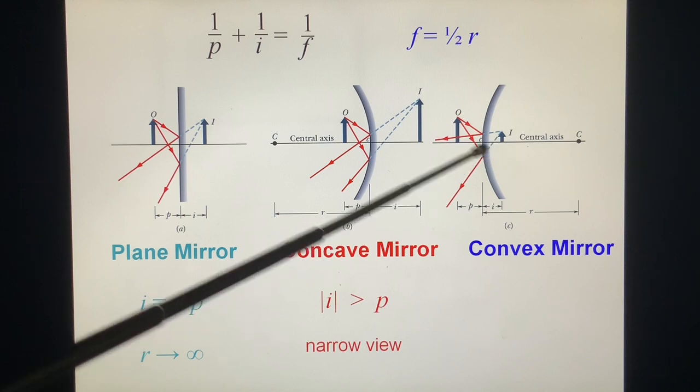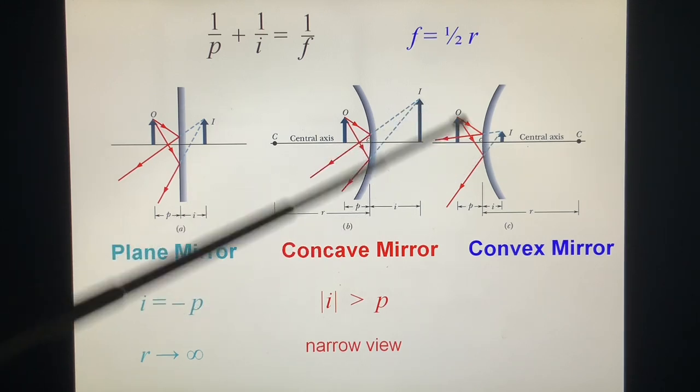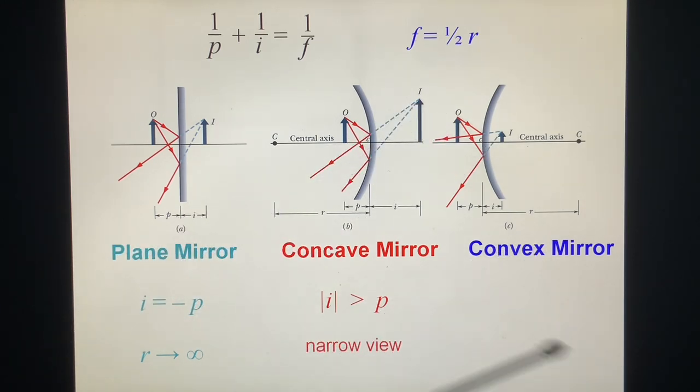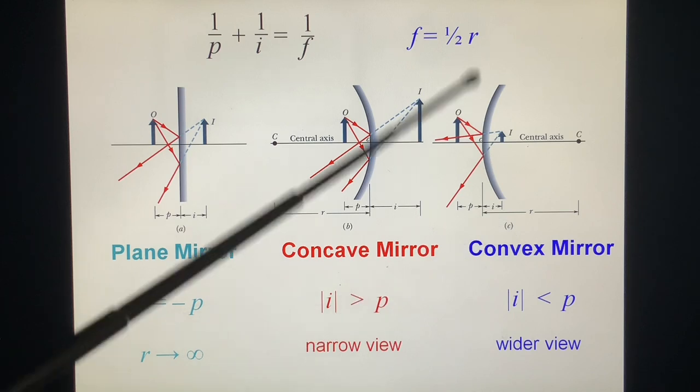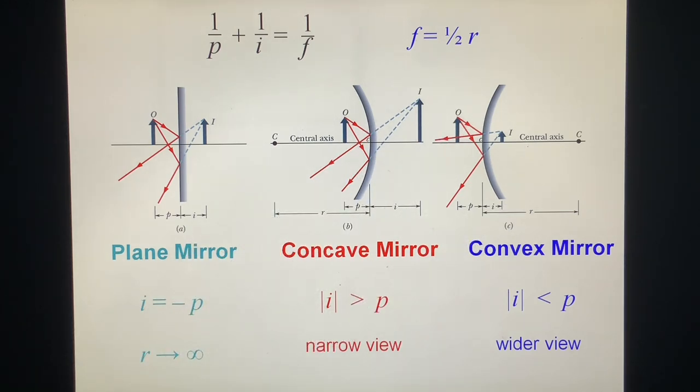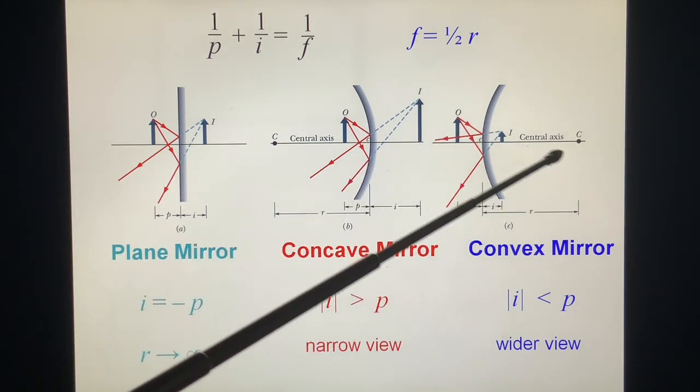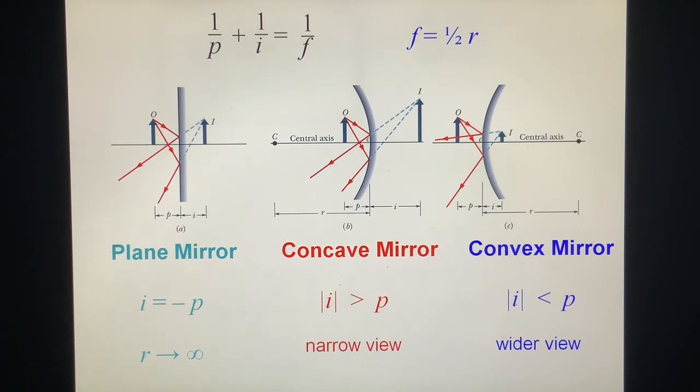Okay, this image is smaller than the object. It's a convex mirror. Okay, so I is smaller than P. And then we see this mirror gives a wider view. You can see a lot of these mirrors on the street and in your home. When girls want to put on make-up, they use a concave mirror, they can see a narrow view and an enlarged figure.